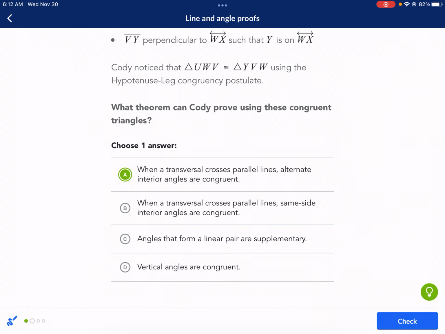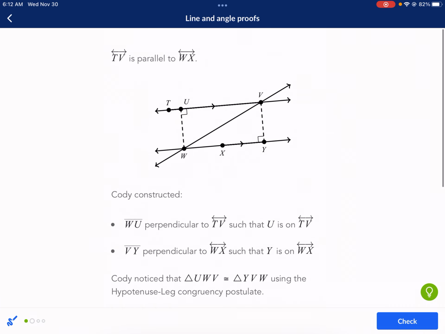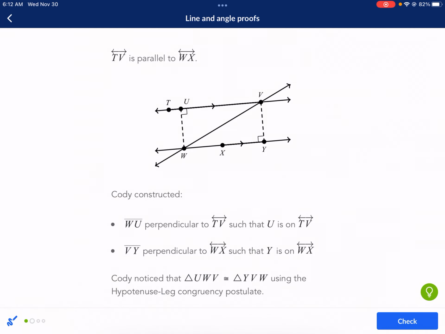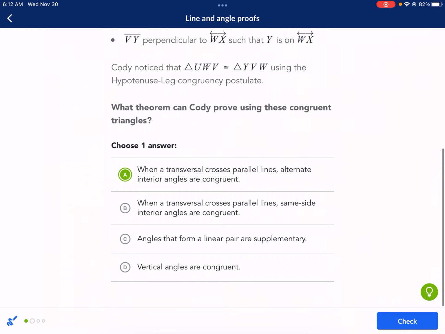Let's take a look at the second choice. When a transversal crosses parallel lines, same side interior angles are congruent. That is not true. Looking back up here, same side angles would be, for example, this one and this one. You can tell just by looking that they're not congruent. It's not true that same side interior angles are congruent with parallel lines and transversals.